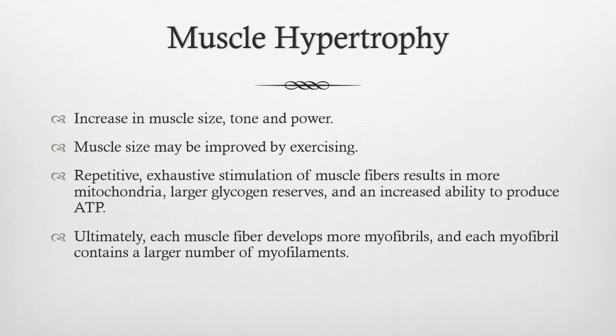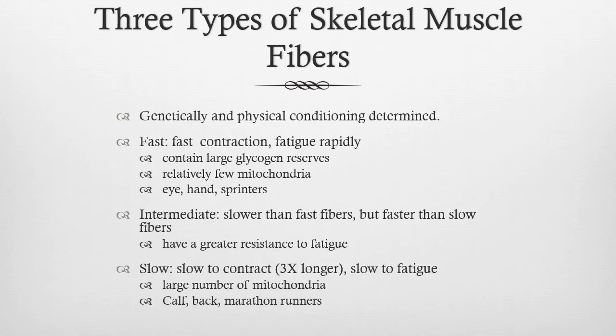And so each muscle fiber is going to develop more myofibrils. The myofibrils themselves are going to have more myofilaments. That's going to lead to more mitochondria being built inside the cell as well, potentially larger glycogen reserves coming about from it. Everything that makes that muscle stronger and bigger.